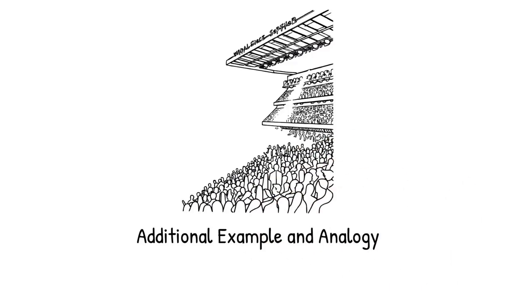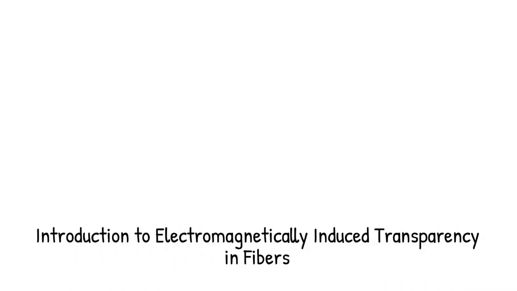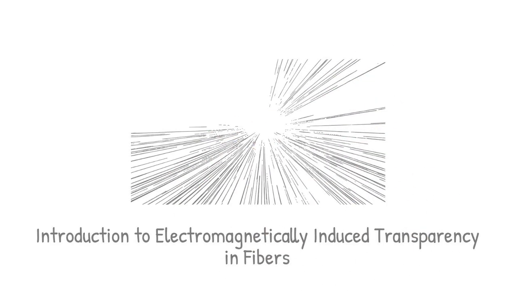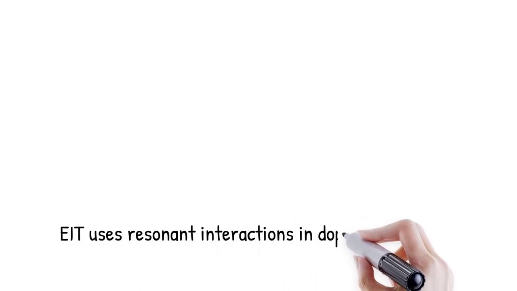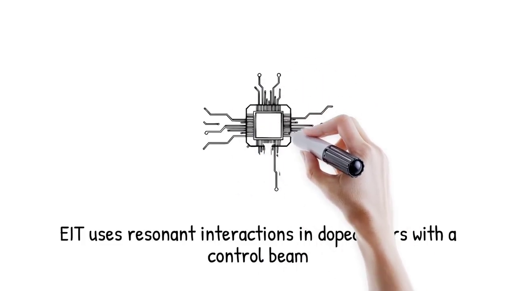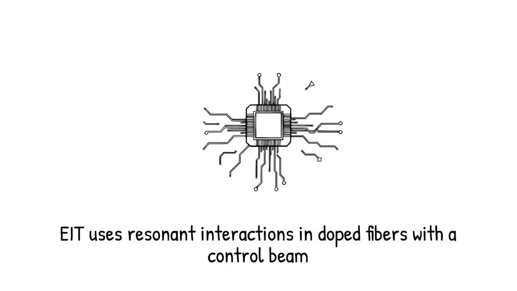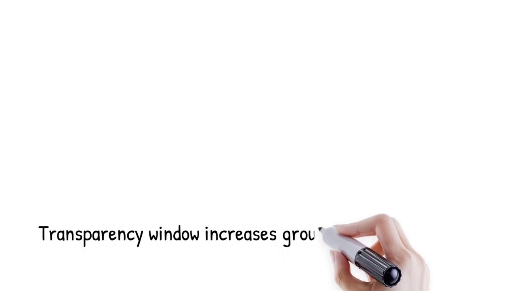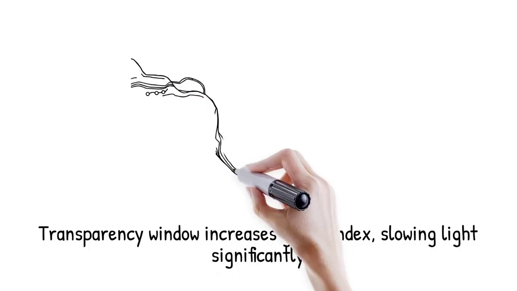It's like pushing on a crowd wave in a stadium. Stronger pushes sustain the wave longer and slow its propagation speed. EIT in optical fibers uses resonant interactions in doped fiber sections, e.g. erbium or praseodymium, where a control beam opens a narrow transmission window within an absorption line. Inside this transparency window, the group index skyrockets, slowing light by factors of 10^3 to 10^6.